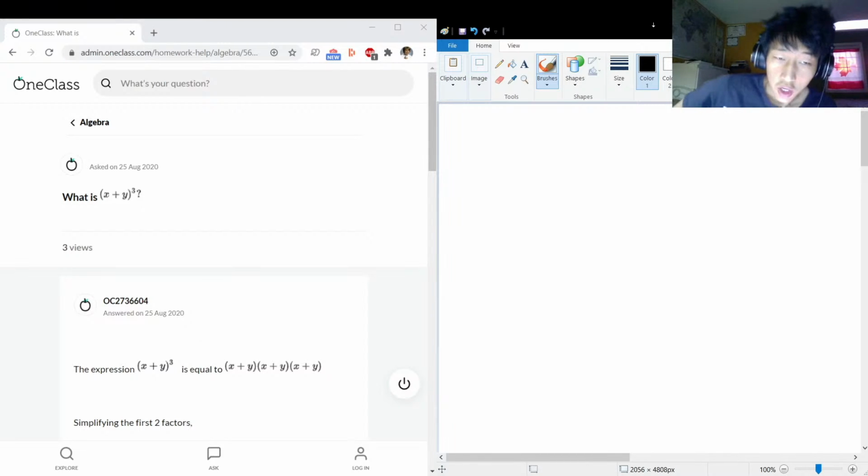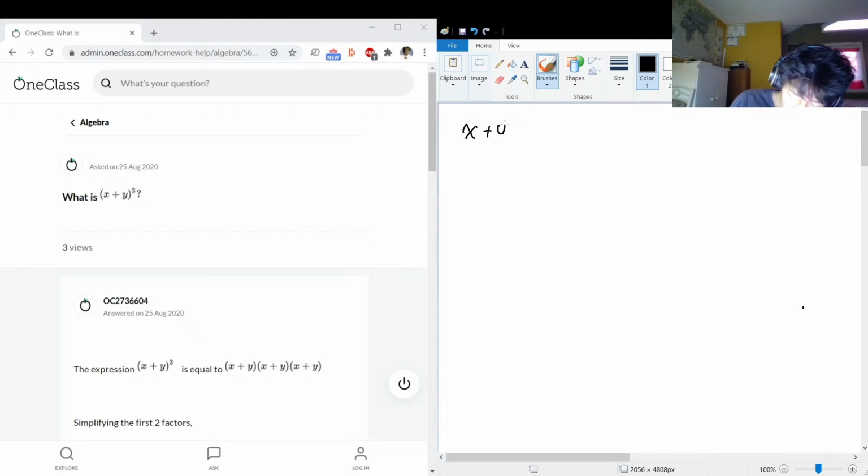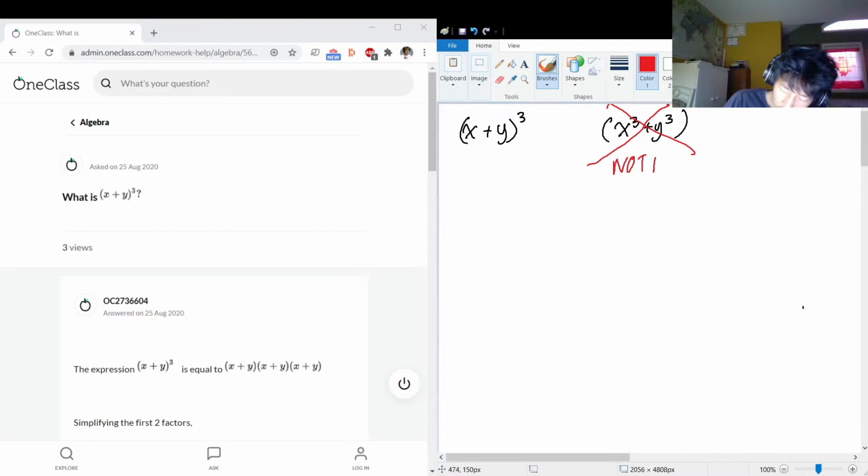Okay, so the next question that we got on the menu today: what is (x + y) to the power of 3? Now, I know it might be a little bit tempting to say that, hey, it's just x cubed plus y cubed. No, absolutely wrong, not even close. That is an extremely dangerous mathematical mistake. If you make that, you will get in trouble and you will deserve it.